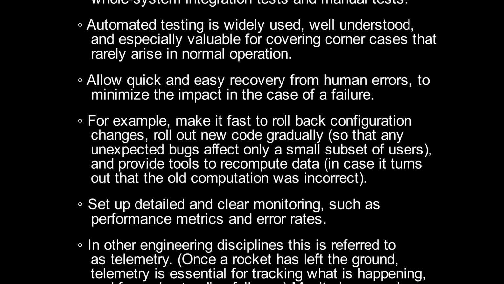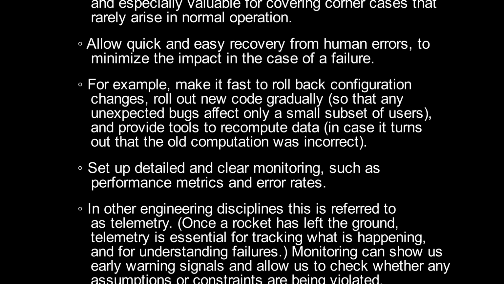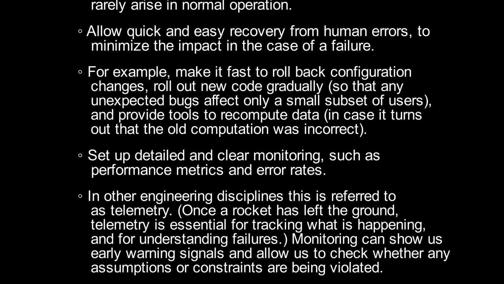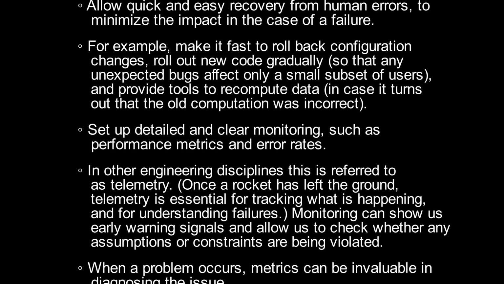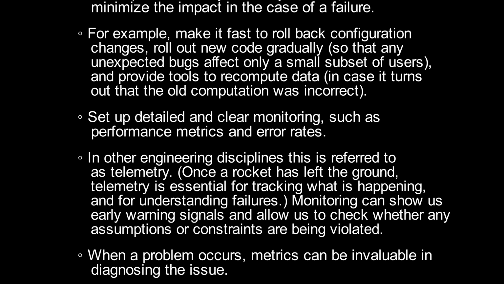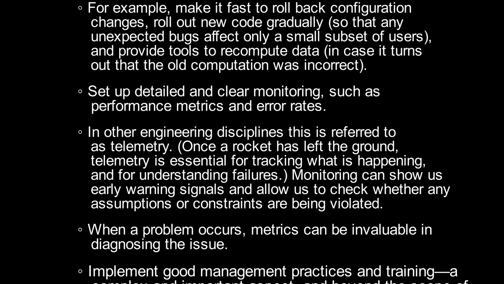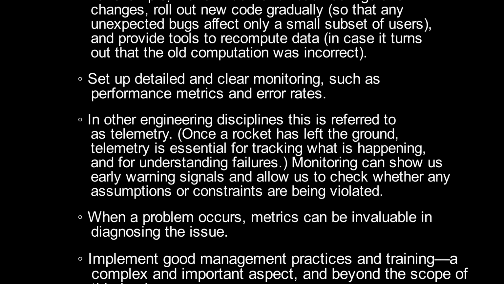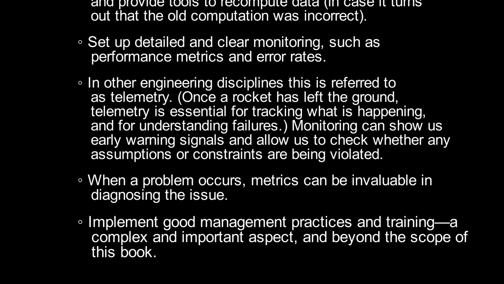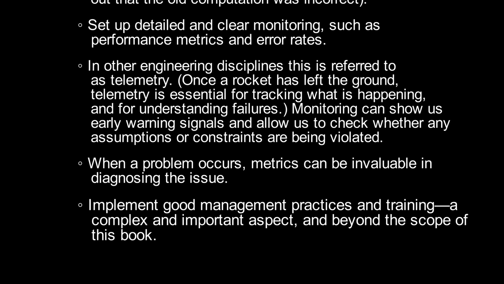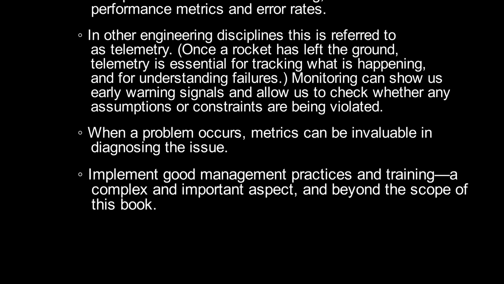Set up detailed and clear monitoring, such as performance metrics and error rates. In other engineering disciplines, this is referred to as telemetry. Once a rocket has left the ground, telemetry is essential for tracking what is happening and for understanding failures. Monitoring can show us early warning signals and allow us to check whether any assumptions or constraints are being violated. When a problem occurs, metrics can be invaluable in diagnosing the issue. Implement good management practices and training, a complex and important aspect, and beyond the scope of this book.